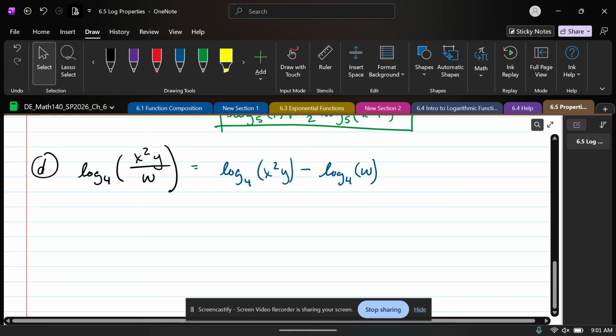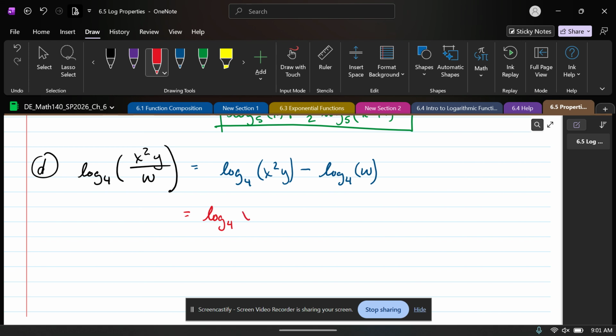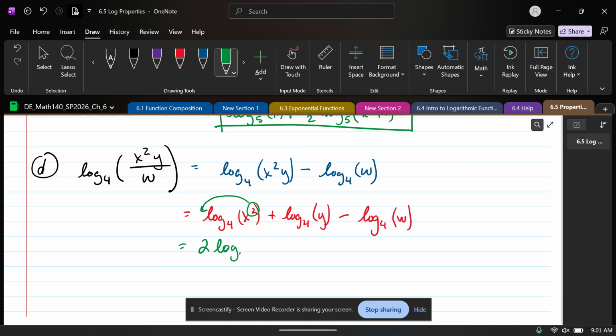Okay, with what between them? Addition. So that's going to be log base 4 of x squared plus log base 4 of y, and then we're going to still have our log base 4 of w subtracted there. Very good. Yeah, this 2 is going to drop down into the front, and that'd be 2 log base 4 of x plus log base 4 of y minus log base 4 of w.